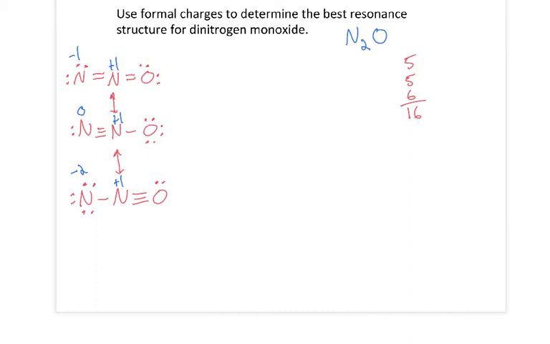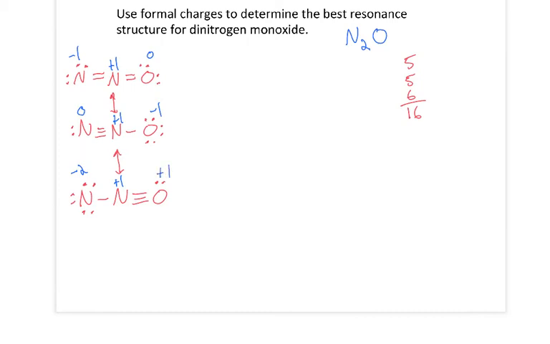Now we'll do the oxygens. So in that first resonance structure, 1, 2, 3, 4, 5, 6. 6 valence minus 6, that oxygen is 0. In the second one, 1, 2, 3, 4, 5, 6, 7. 6 minus 7 is -1. And then in our last one, 1, 2, 3, 4, 5. 6 minus 5, it ends up being plus 1.